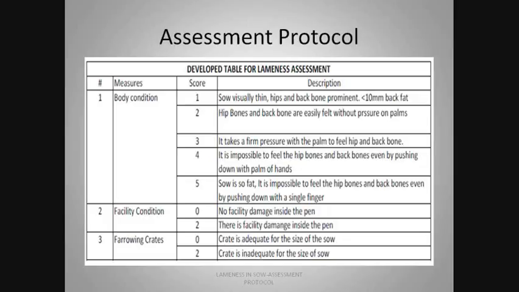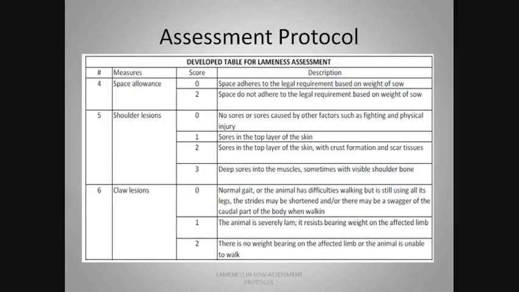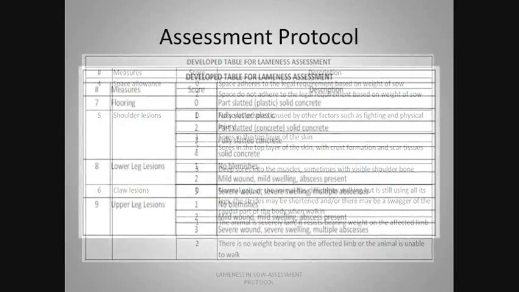We then look at the farrowing crates and the adequacy of the crates for the size of the sow, 0 being adequate, 2 being less than adequate. Measures such as space allowance, shoulder lesions, and claw lesions are then reviewed. Shoulder lesions are monitored for sores that can be seen, and sores that are so deep they cut into the bone. Claw lesions have scores 0 to 2, where 0 represents no difficulty in walking, and 2 represents that the animal is unable to walk.